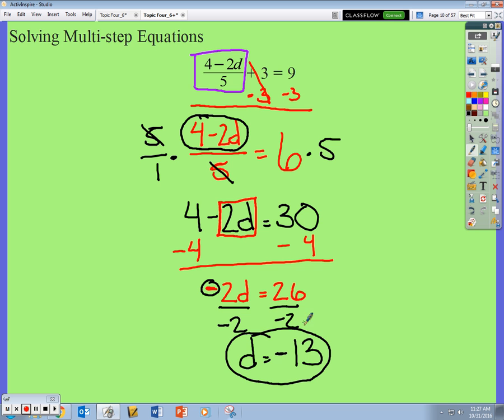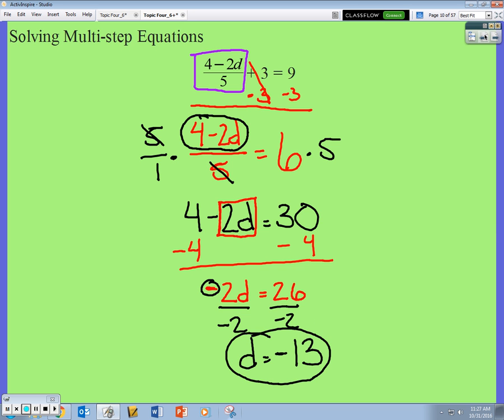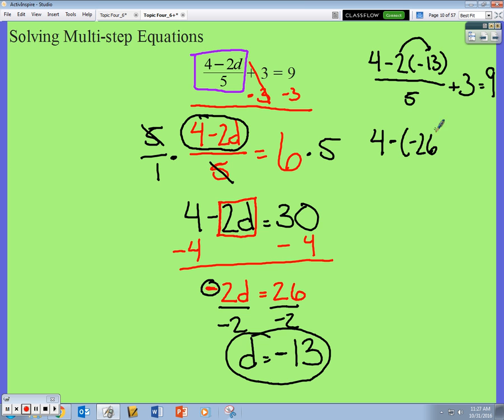All right. Now again, just as I did with the last example, I could substitute this back in. So we have 4 minus 2 times negative 13, divided by 5, plus 3, and we hope that left side equals 9. Let's do the multiplication first. 2 times negative 13 gives me negative 26, I believe, correct? Divided by 5, still adding the 3, and we hope that left side still equals 9.